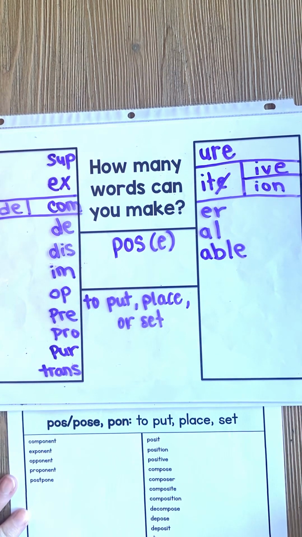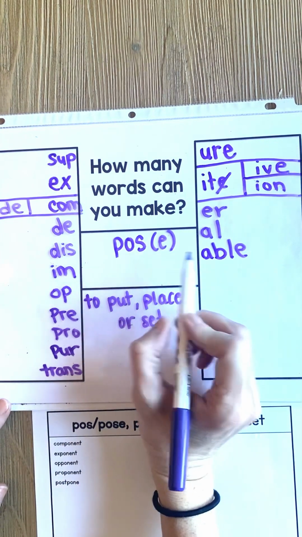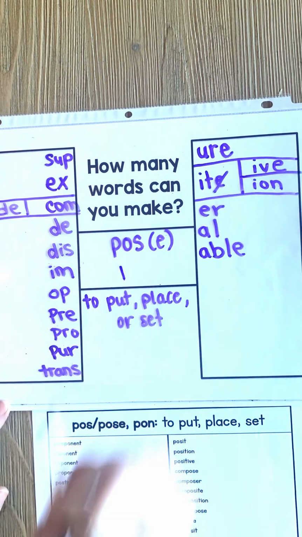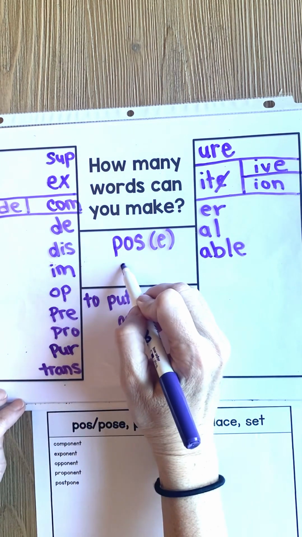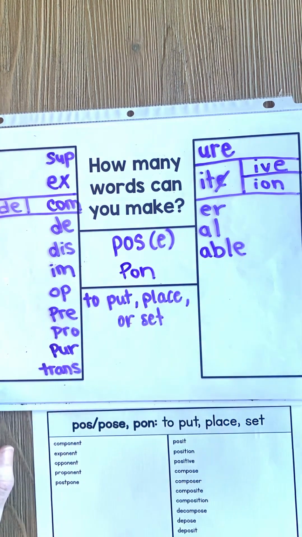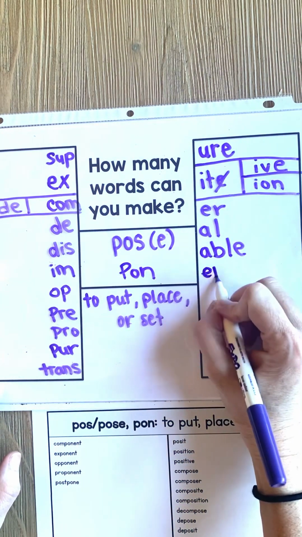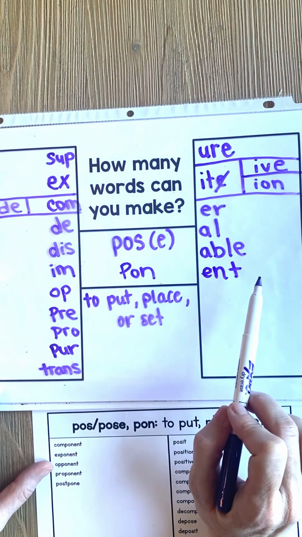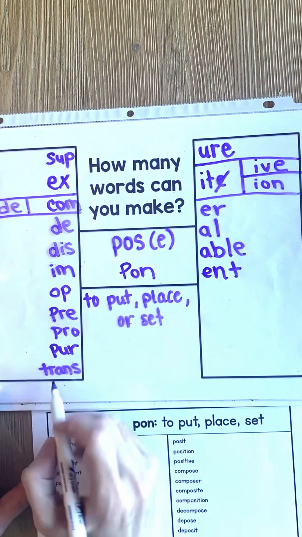So I've done all the ones with pose, and then when I was looking, I found that, I don't know what you call it when they mean the same thing and they have the same Proto-Indo-European ancestor root, but whatever that's called, it's P-O-N, and some words would be component, and then we have exponent, opponent, proponent, and then postpone.